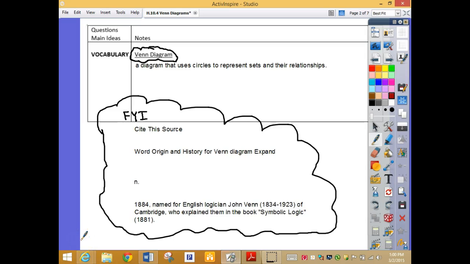All right, today we're working on 10.4 Venn diagrams. Definition of a Venn diagram: a diagram that uses circles, 2 to 3 circles usually, to represent sets and their relationships.